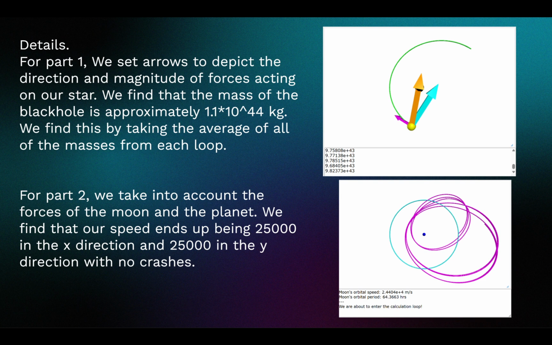For part 2, we take into account the forces of the moon and the planet. We find that our speed ends up being 25,000 in the x direction and 25,000 in the y direction with no crashes. That's our initial velocity.